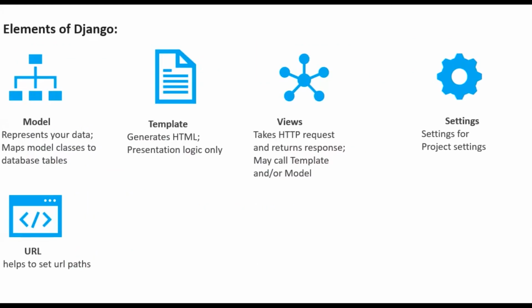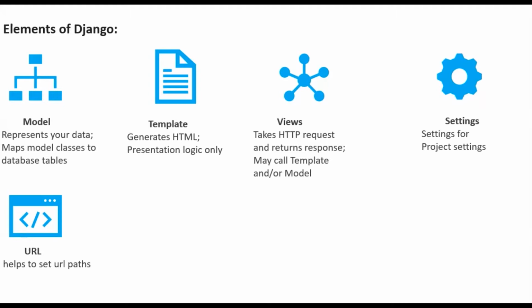Elements of Django. The first one is model.py. It represents your data, maps model class to the database tables. The next one is template.py. It generates the HTML. It is a place where you write your HTML for your front end.